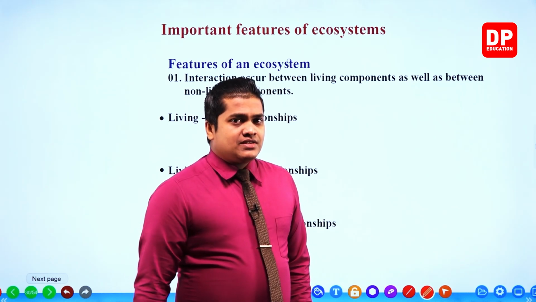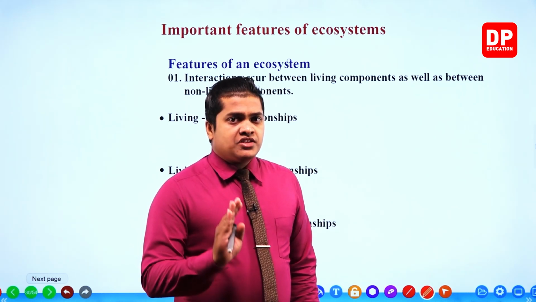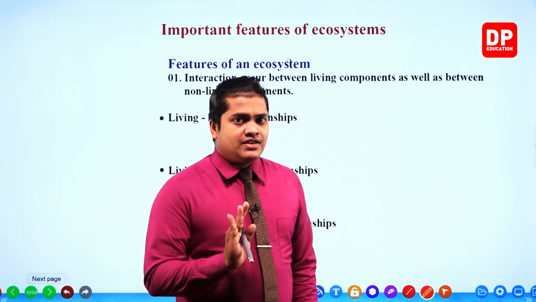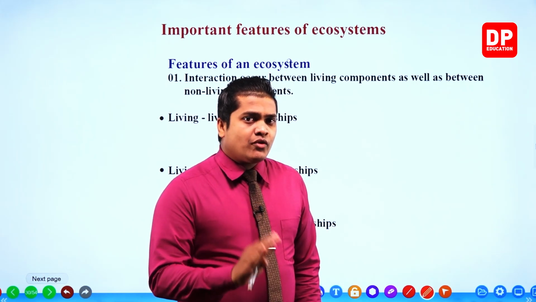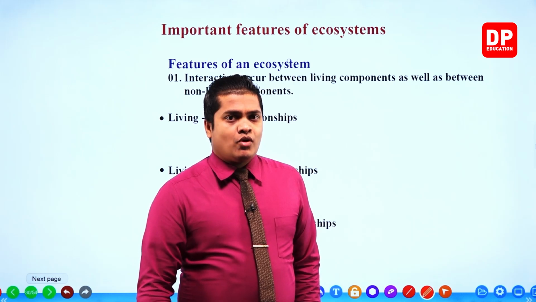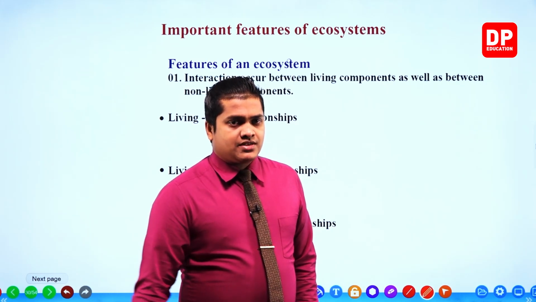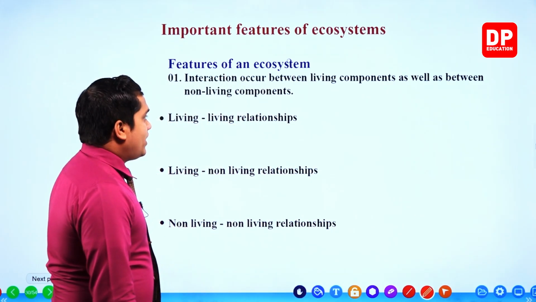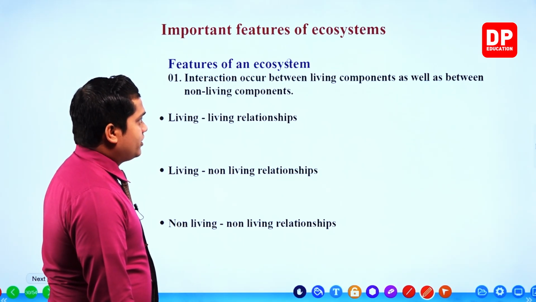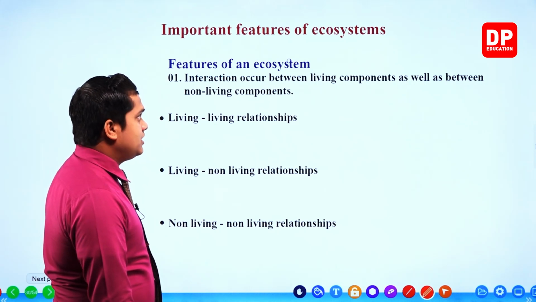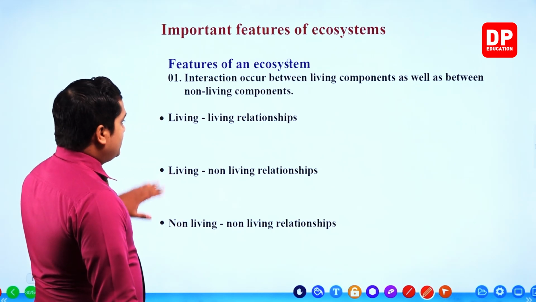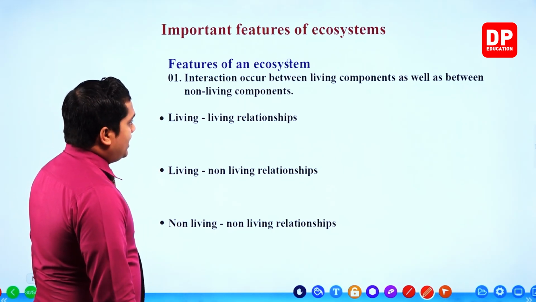So in an ecosystem, now we are going to observe what the special features are. The first and foremost main feature is that we can observe different interactions between living components as well as non-living components that are present in the ecosystem. Here it is given: interaction occurs between living components as well as between non-living components. This is the first and foremost feature that we can observe within an ecosystem. Okay, so under that are given the types of relationships.